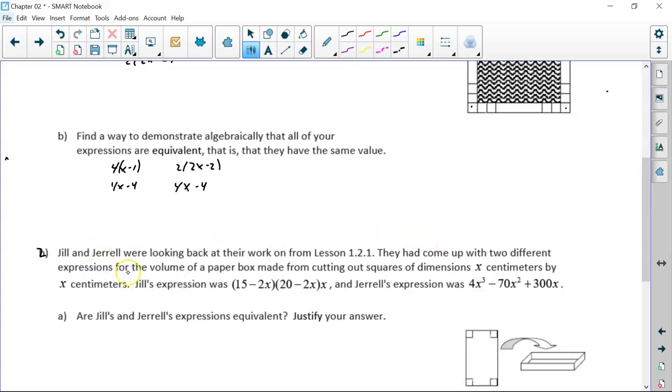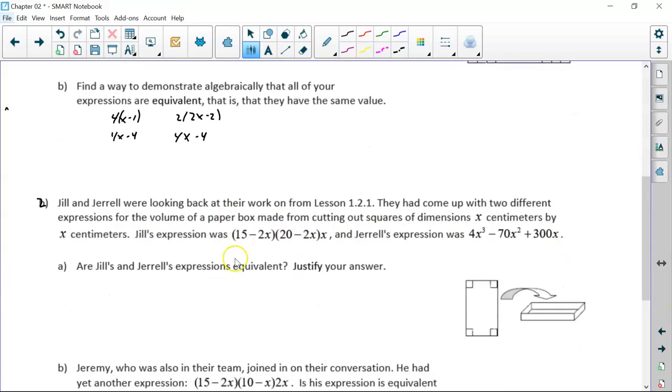So now, this is actually problem number 2. Jill and Jarrell are looking back at their work, and they came up with two different expressions. Jill had 15 minus 2x times 20 minus 2x times x, and Jarrell had 4x cubed minus 70x squared plus 300x. Are their expressions equivalent? So what we're going to do is check Jill's: 15 minus 2x, 20 minus 2x, times x.